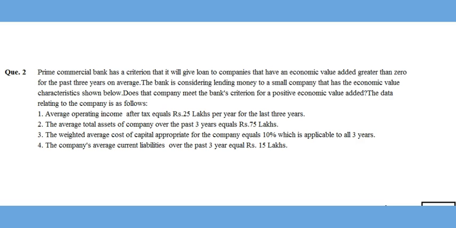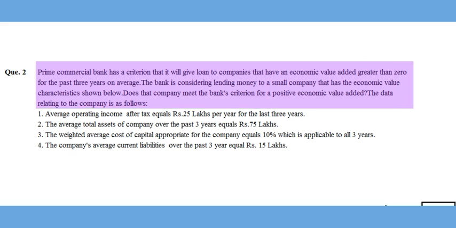Let us do one more problem with which we will cover 100% of the unit economic value added. Prime commercial banking has a criteria that it will give loan to companies that have an economic value added greater than 0 for the past 3 years on average. The bank is considering lending money to a small company that has the economic value characteristic shown below. Does that company meet the bank's criterion for a positive economic value added? The data relating to the company is as follows.